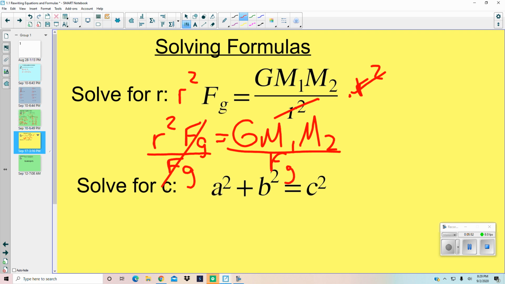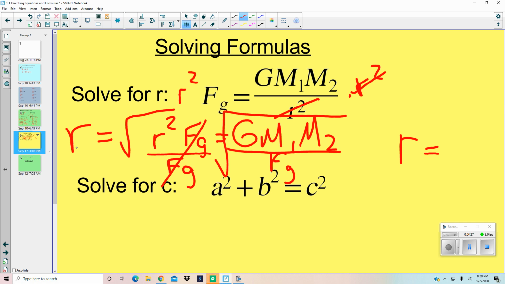I'm running out of room here. But remember, my goal is to get r by itself. What I want is r equals something, and what I have is r squared equals. How do you undo a square? Well, I can take the square root. If I square root this, and then square root this whole thing, that's going to give me just r by itself. So r is going to equal the square root of that whole right side.